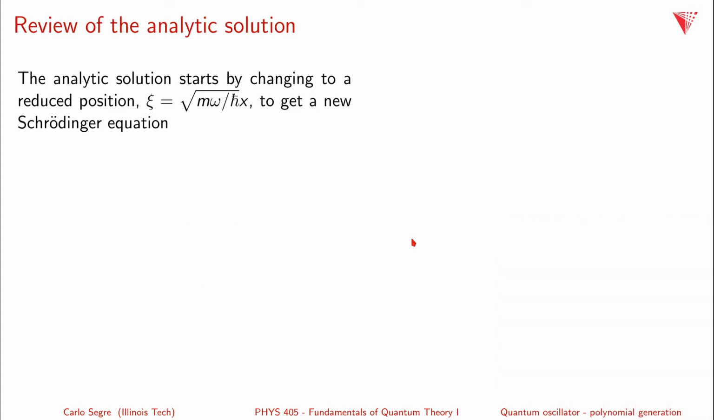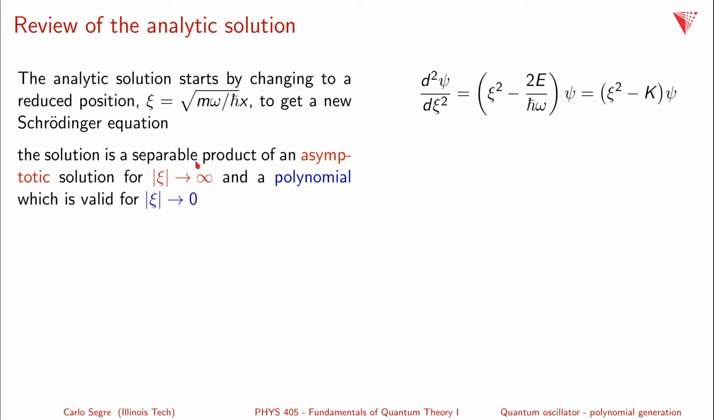So the analytic solution that we did last video starts by changing to reduced position xc, and we're going to get a new Schrödinger equation, which was simplified here to d squared psi dxc squared is equal to (xc squared minus k) psi. This is a separable solution, which is separable in a product of an asymptotic solution for xc goes to infinity and a polynomial solution which is valid for xc going to 0. And this is the solution that we postulated: psi is equal to h of xc times e to the minus xc squared over 2.